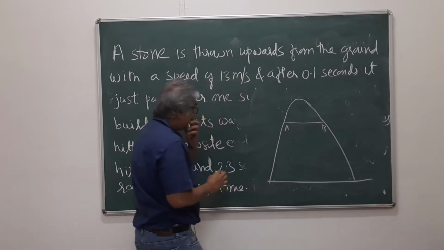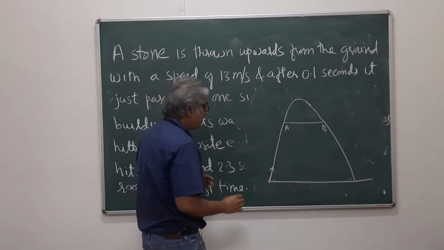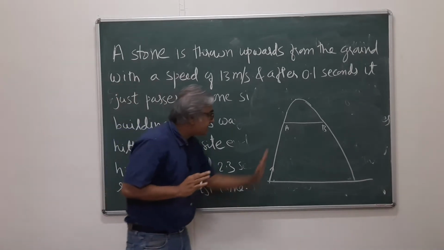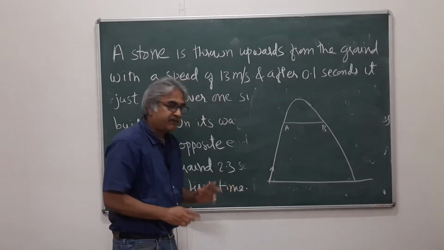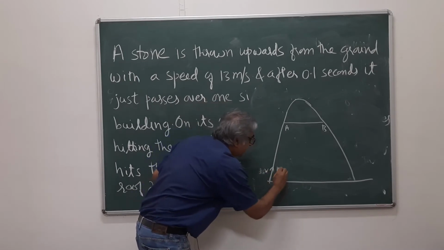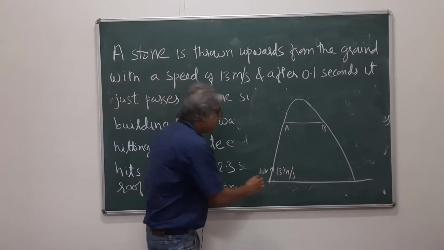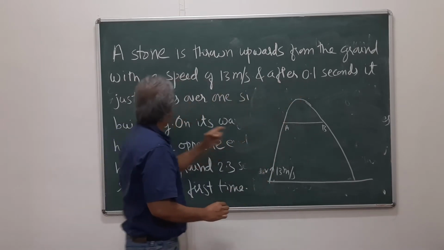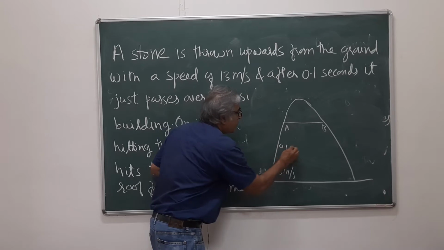Okay, so what you are told here is it is thrown with a velocity of 13 meters per second. So this is the direction, and this is a vector representing that velocity, and it is 13 meters per second, right? Now the stone takes 0.1 second to reach one end of the roof. It just passes over the one side. So from here to here it is taking 0.1 second.